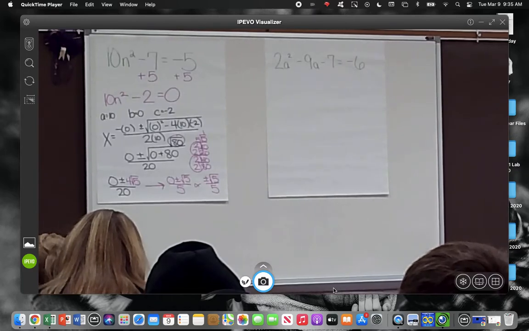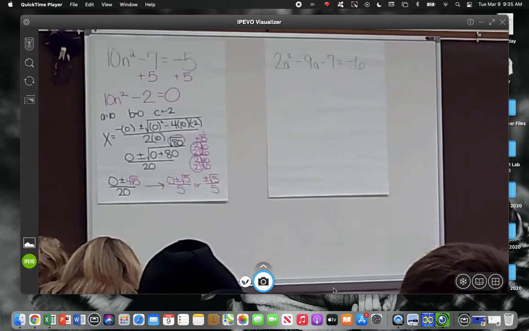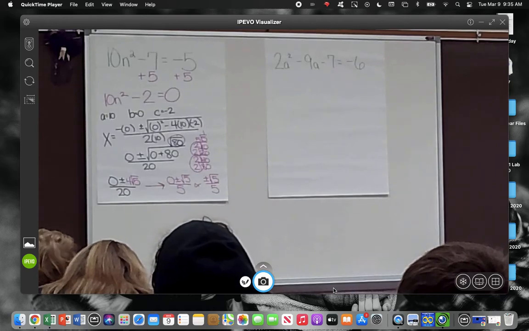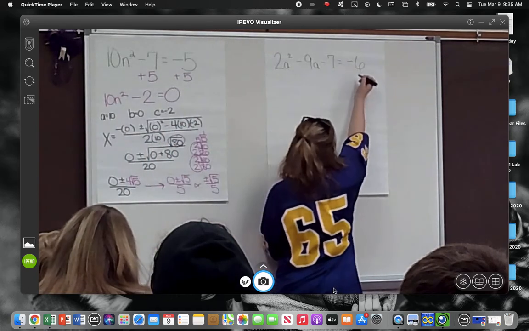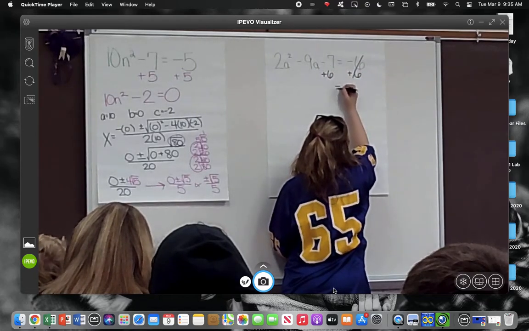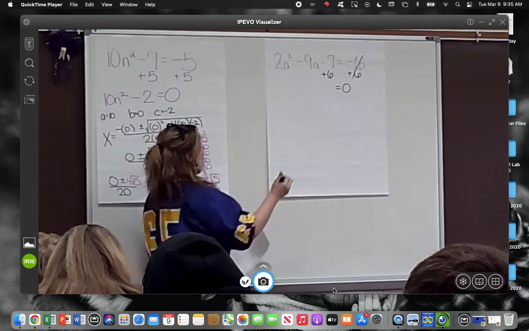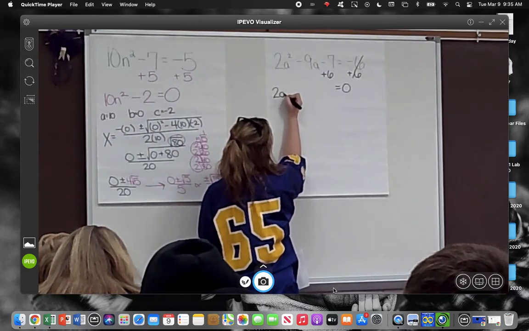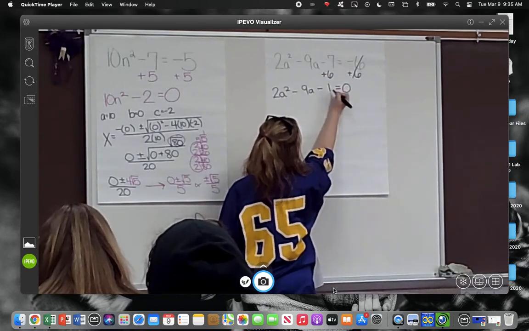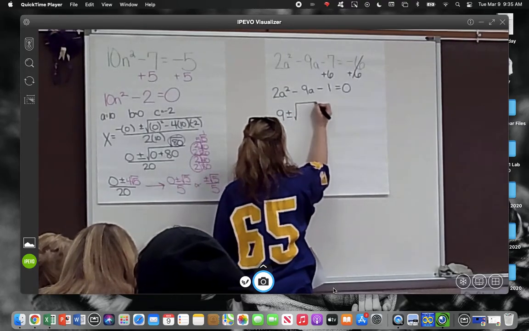Do you guys need more time? I'm going to say these are the ones I like. So, first of all, you guys did add 6 over to the negative 7 first. See, you guys did make it equal to 0 first, right? So then that becomes 2a squared minus 9a, negative 7 plus 6 is negative 1. I'm going to skip some steps if that's okay.